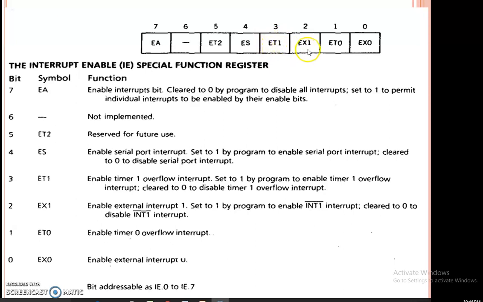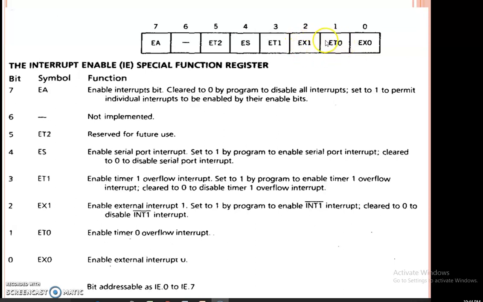Next, EX1. X means external interrupt. So enable external interrupt 1. This is related to the INT1 pin. Whatever device is connected to the INT1 pin can generate the interrupt. If you want the 8051 to receive that interrupt, EX1 should be 1. If EX1 is 0, the 8051 cannot receive the interrupt from the INT1 pin. So EX1 means external interrupt 1.